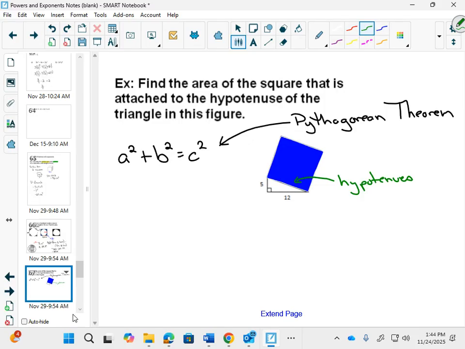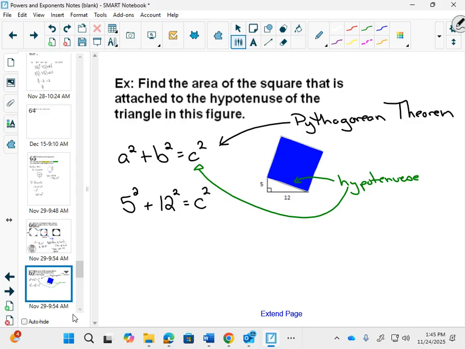And that is always the C in the formula. So if I want to find out how long that side is, I would have to do one side squared plus the other side squared equals C squared. Order of operations now become important. Do we add first or do we do exponents first?